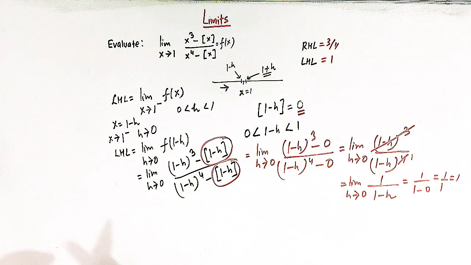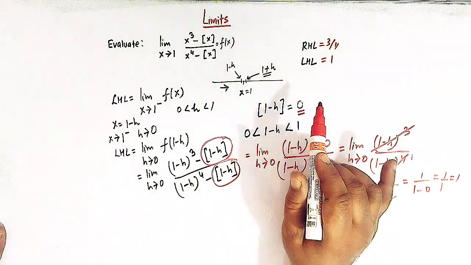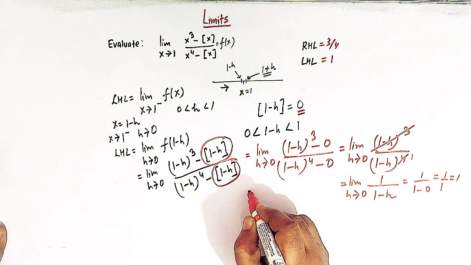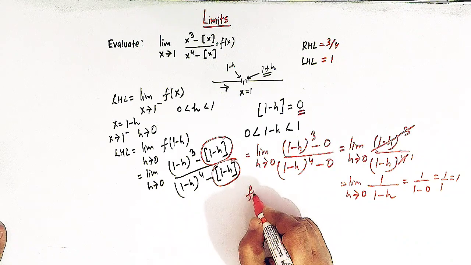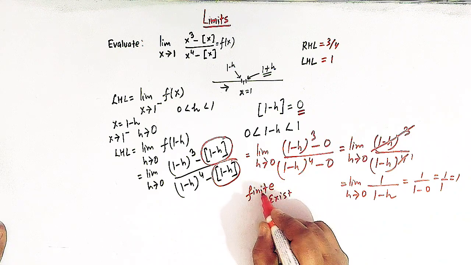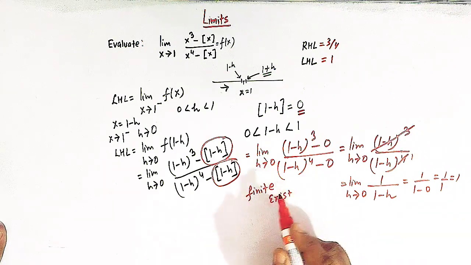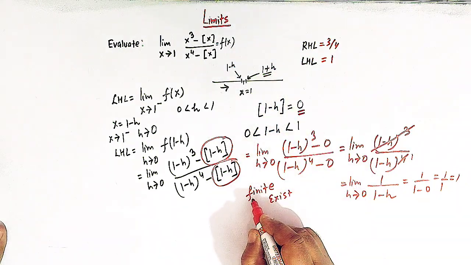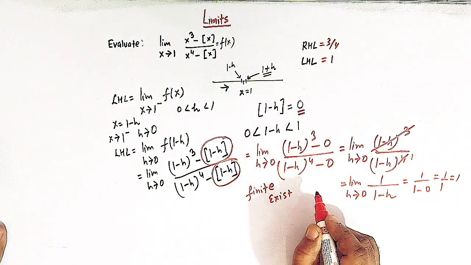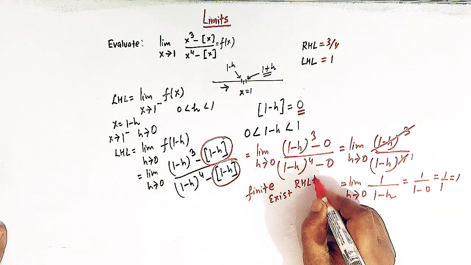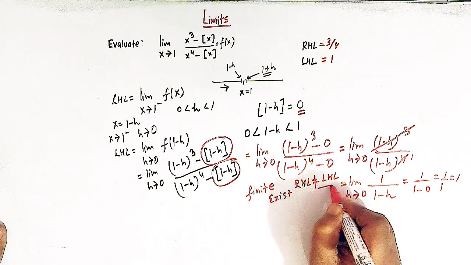So this is how we can calculate the right hand limit and left hand limit. It is interesting to note that the right hand limit and the left hand limit both are finite, and both exist. These two are a very important thing here. But they are not equal. So the right hand limit is not equal to the left hand limit.